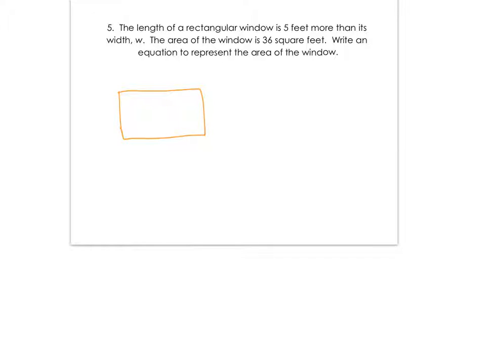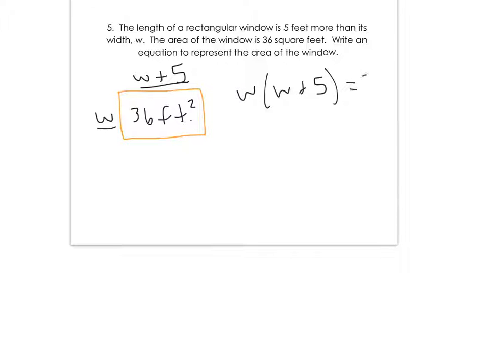So if I know my one side is W, the other side is 5 feet more. So that's going to be W plus 5. Now I know that the area of that window is 36 square feet. So what I can do is take my length times width and set that equal to 36. So W times W plus 5 equals 36. And then I can simplify this out a bit and get W squared plus 5W equals 36.